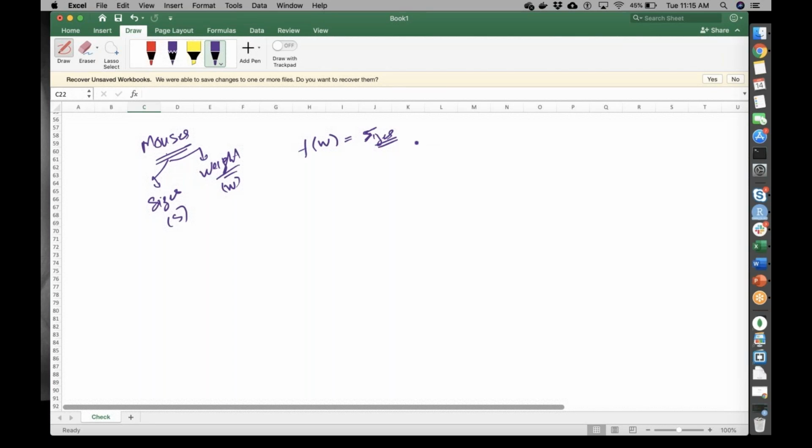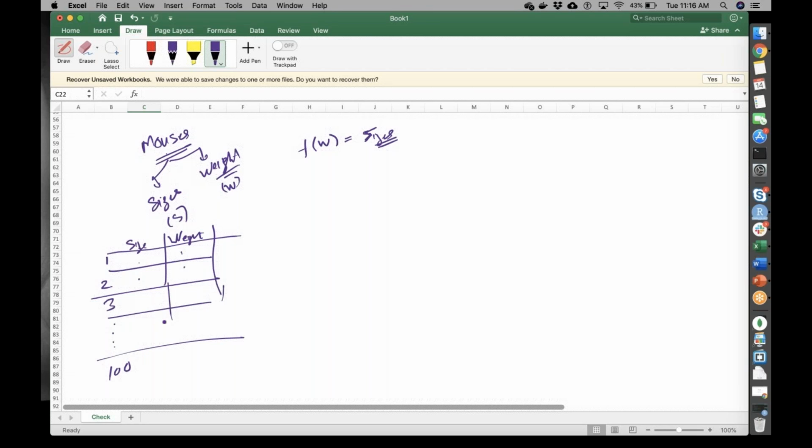So how are you going to do this? Obviously, first of all, you need to gather data. Let's say you have 100 different mice. For the first mouse, you will have his size and his weight. What you will do is create a very basic table like this, where you will have all the different values. Let's say you have these 100 different values in front of you.